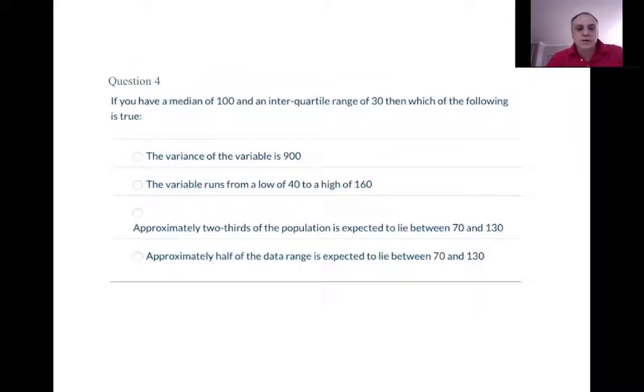Question 4, if you have a median of 100 and an interquartile range of 30, then which one of the following is true? Remember the interquartile range gives you 50% of the data. So there we are, half of the data. What you do with the interquartile range is take 100 minus 30 to get the bottom end, and 100 plus 30 to get the top end. That's how we get this 70 to 130. So that one would be your correct answer.